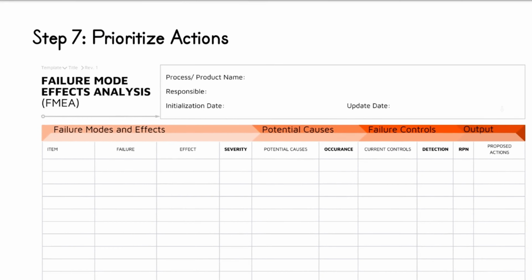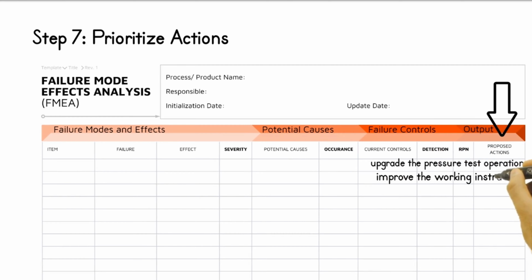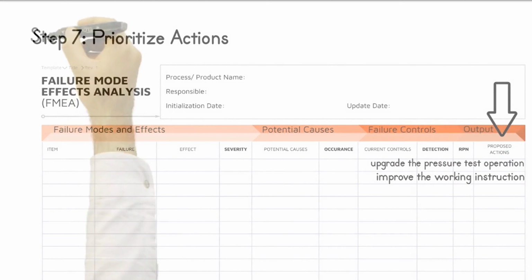Step 7. Prioritize actions. Failures with the highest RPN values must be addressed first. Define actions to reduce the risk. For example, upgrade the pressure test operation or improve the working instruction. Actions should reduce severity, occurrence, or detection.